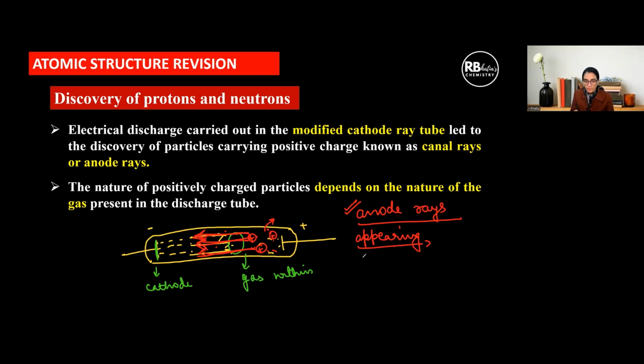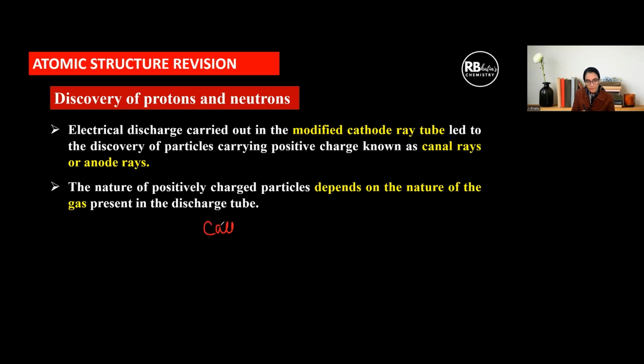So, do anode rays originate from the gas within? Yes. So, I summarize this point. Cathode rays, what is the origin? Origin of cathode rays is cathode and the gas within. Whereas for anode rays, the origin is only the gas within.